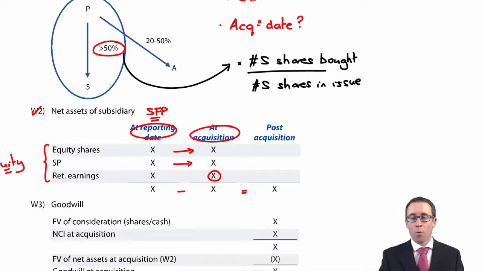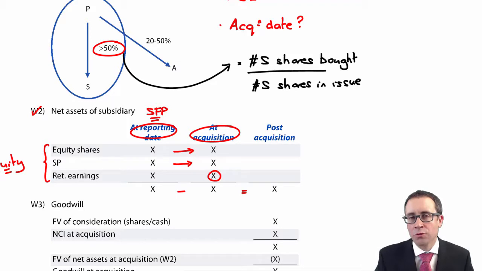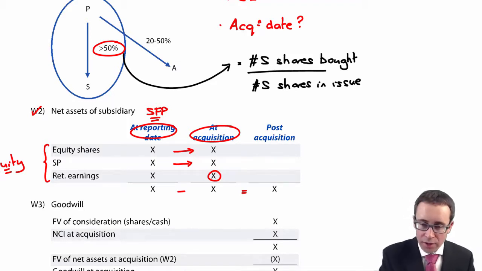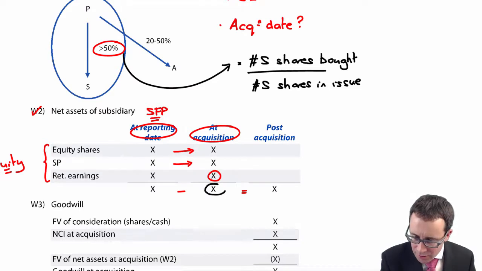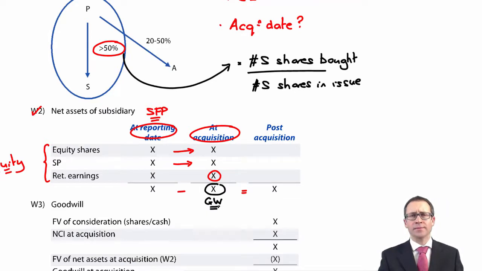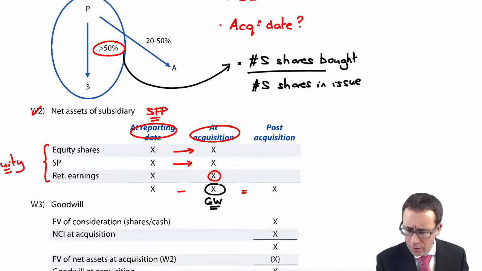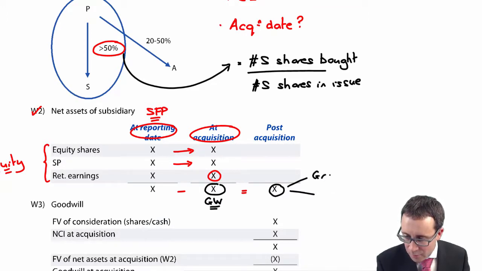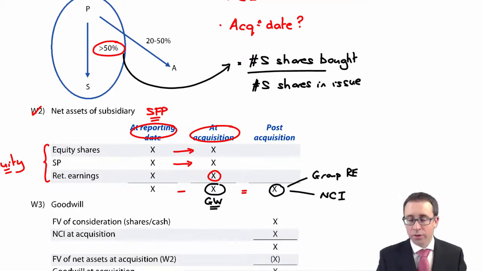Why is that useful? Why is that relevant? Well, first of all, the net assets at acquisition are very useful because that's going to help you calculate your goodwill, isn't it? And if we look at the post-acquisition movement in retained earnings, part of that we've seen previously within group retained earnings and also within the non-controlling interest.